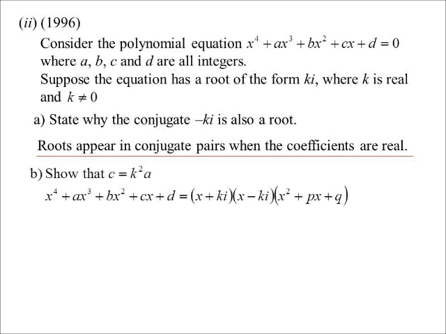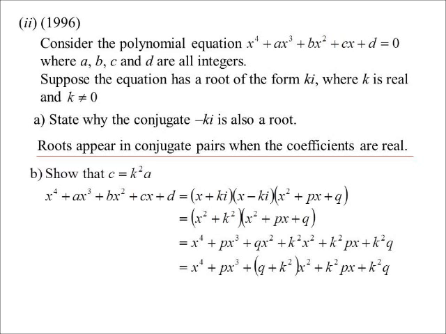My logic when I originally wrote this question out is: why did they get me to do part A? What were they trying to tell me? So that's why I went this way with part B. There must have been a reason why they pointed out this thing about ki and minus ki. So I've made them a factor and said it'll be times some quadratic, because I know it's a quartic.